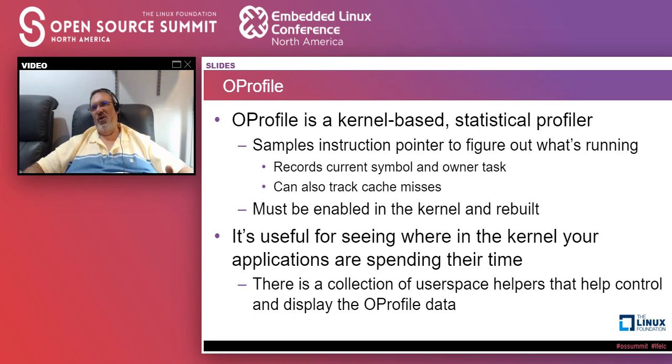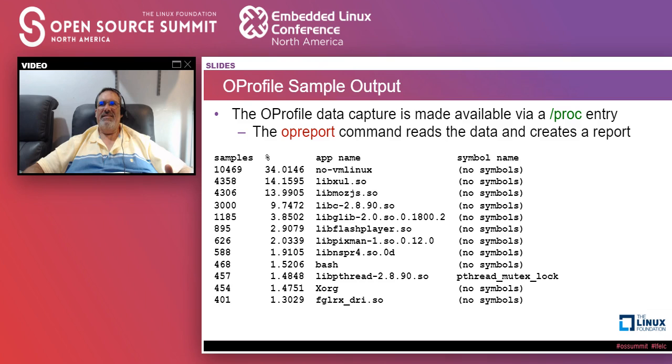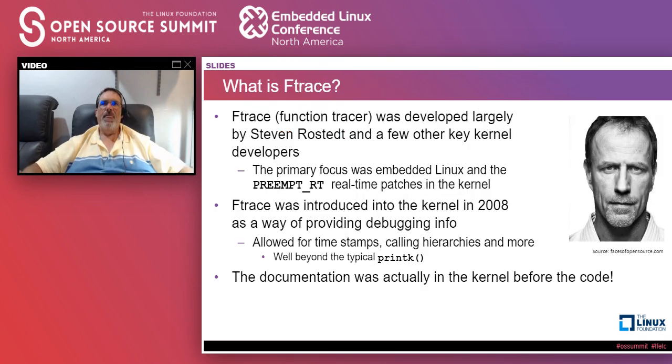OProfile is kind of long in the tooth these days. It is a statistical profiler. What it does is it allows me to sample the execution of the code and find out where it was running most of the time. So again, this is useful, kind of like gprof and the strace -c option, where I'm trying to figure out exactly how much time is being spent in what functions.